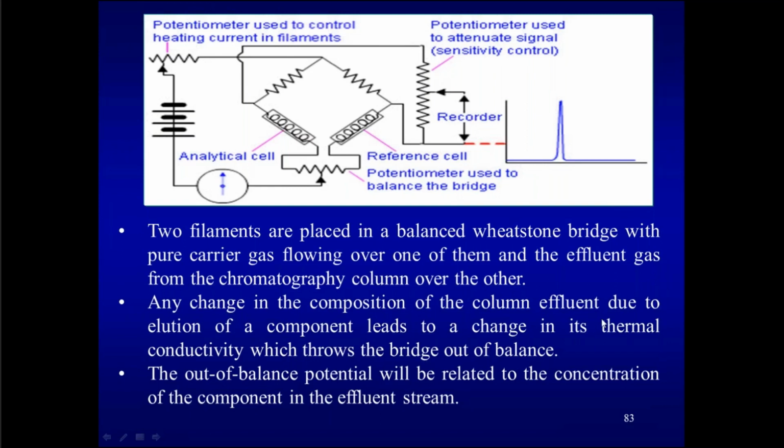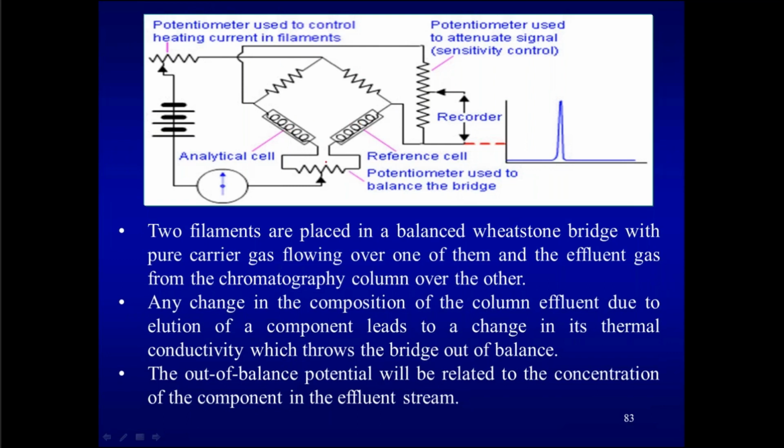Any change in the composition of the column effluent due to elution of a component leads to a change in its thermal conductivity, which throws the bridge out of balance. Whenever you see that there is some elution or the composition of the column effluent is changing, you will see the change only in this cell. So the composition of the gas stream in this cell changes, the rate of heat loss in this filament only changes. So the temperature of this filament changes, its resistance changes. So the overall resistance of this arm is now different from this arm. So we say these two arms are not balanced.